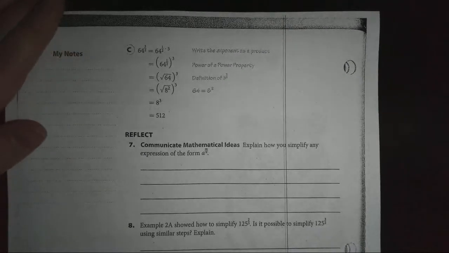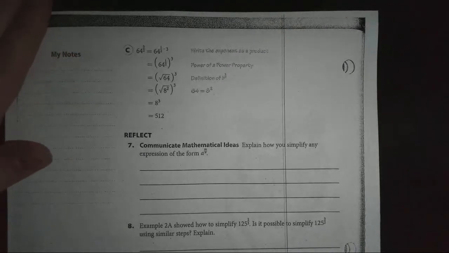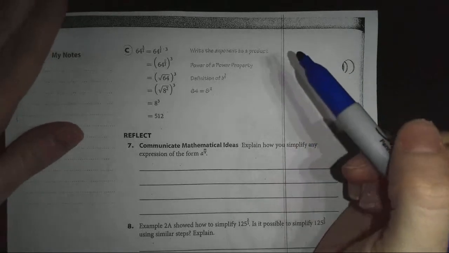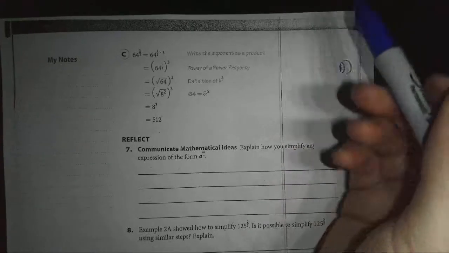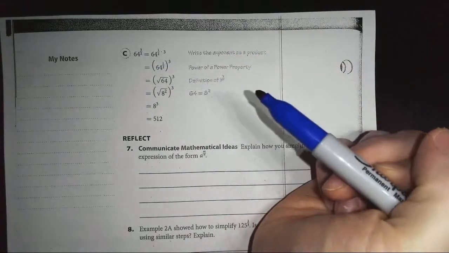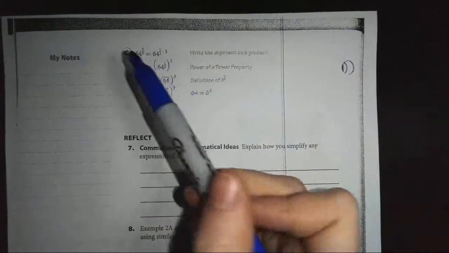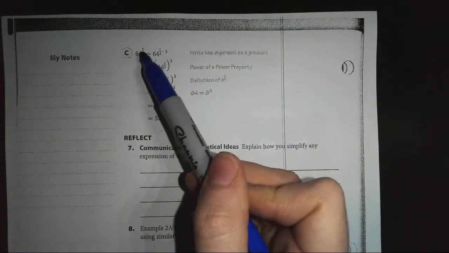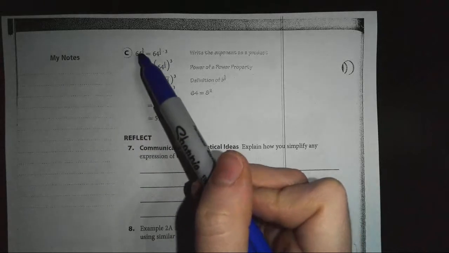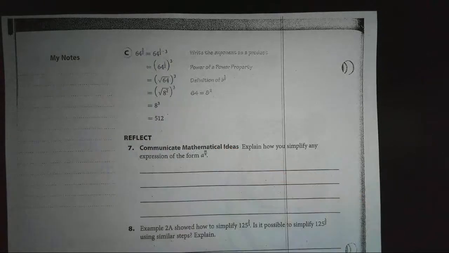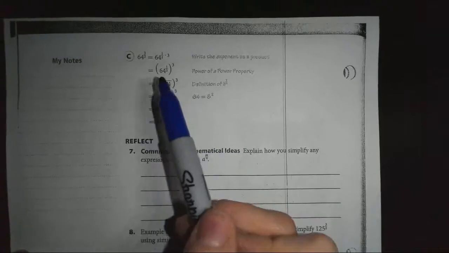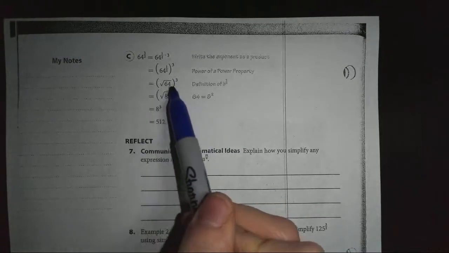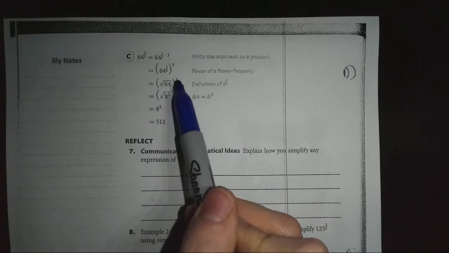And here we have example C. It's another one of those where we have different radicals and powers. So we've got 64 to the 3/2 power. Now 3 is our exponent, 2 is our root. So we're taking the square root of 64 and then we're cubing it. So that's what they've done in this step right here. Square root of 64 and then cubed.